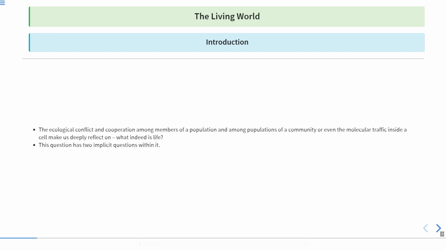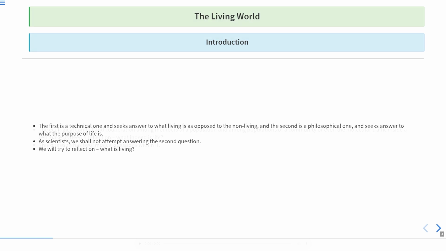Now, this question has two implicit questions within it. And what indeed is alive? Now, it again has two questions within it. So let us see that. The first is a technical one and seeks an answer to what living is as opposed to the non-living. It means it is clearly asking what the living things are, right? What is opposed to the non-living is going to be the living things.